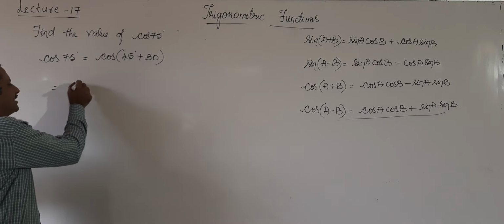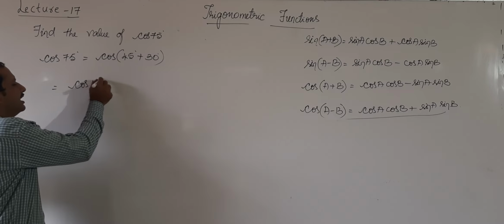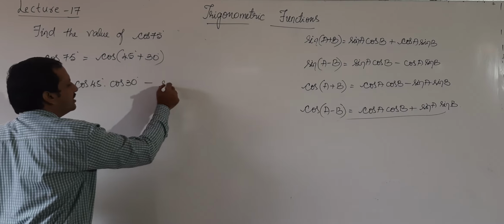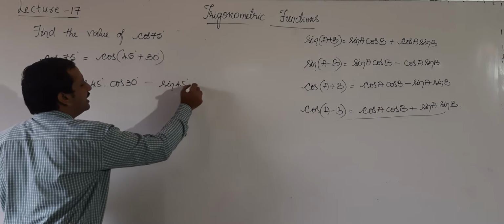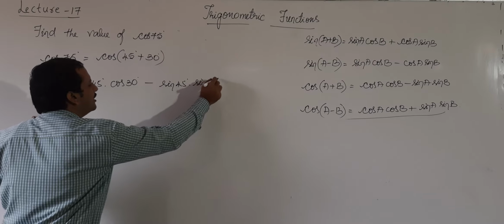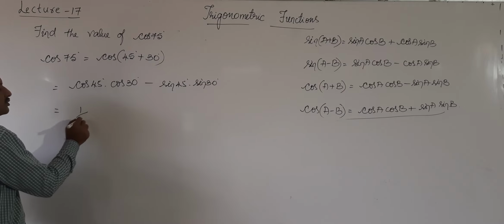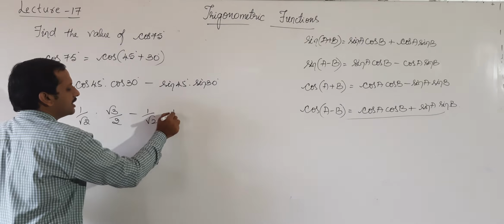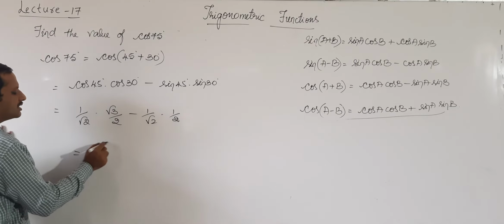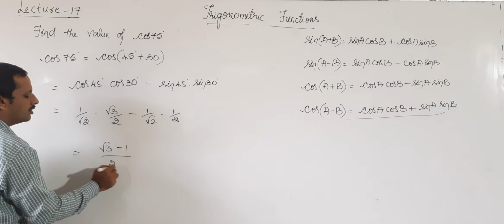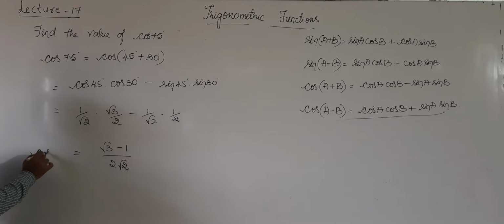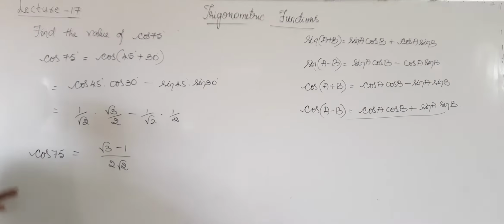This will give us cos 45 degree into cos 30 degree, cos A cos B, minus sin A sin B, that is sin 45 degree into sin 30 degree. That's equal to cos 45 is 1 by root 2, cos 30 is root 3 by 2, sin 45 is 1 by root 2, sin 30 is 1 by 2. After simplification, this will give you root 3 minus 1 divided by 2 root 2. This is the value of cos 75 degree.